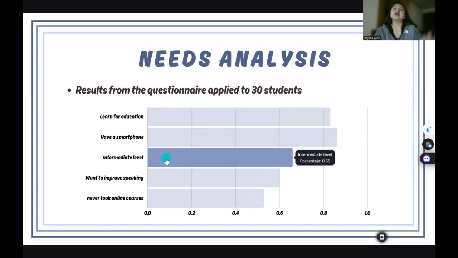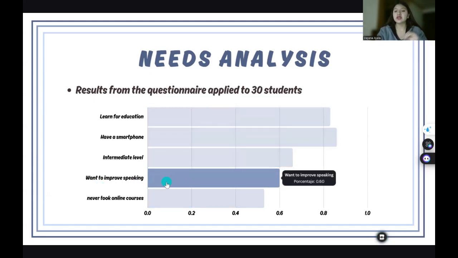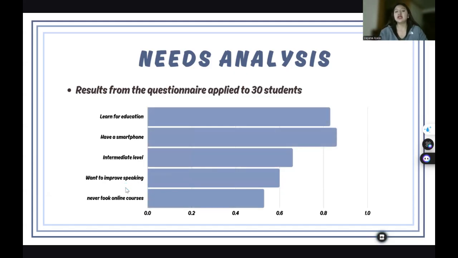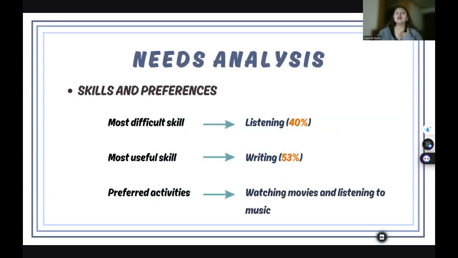Also, I want to know their level. They consider themselves intermediate level students; here we have 66%. I also asked what they want to improve. For example, 60% of the students want to improve speaking. So I know that I need to use activities that help them achieve what they want to improve, which are their needs. The needs analysis also helps me identify the skills they want to improve and which are the most difficult.